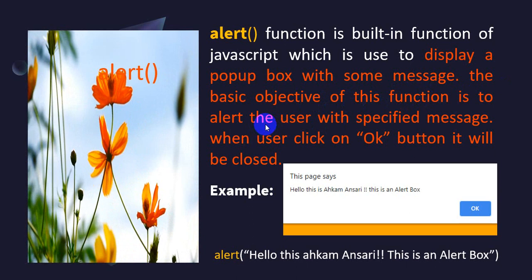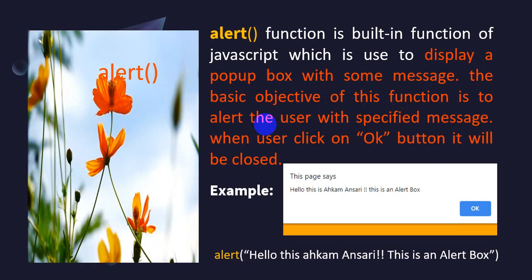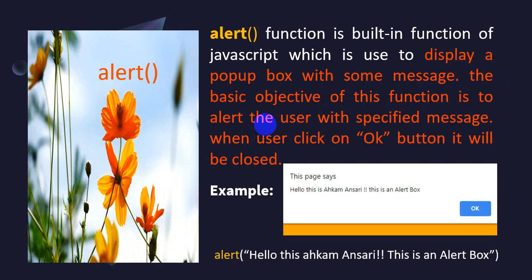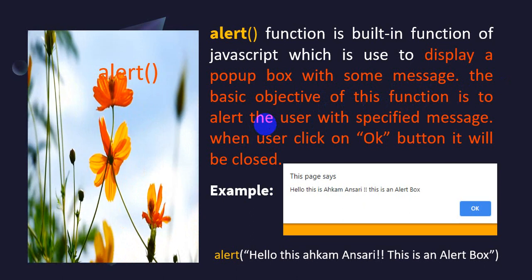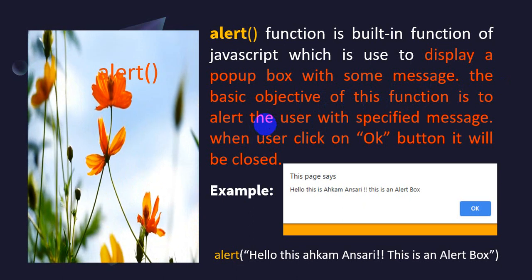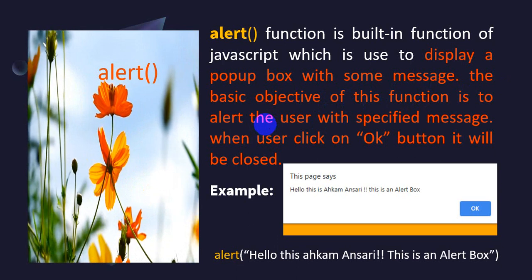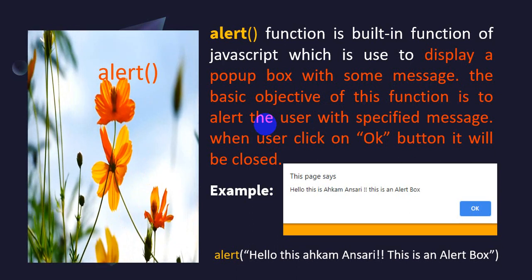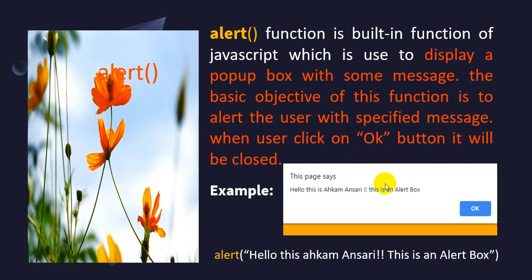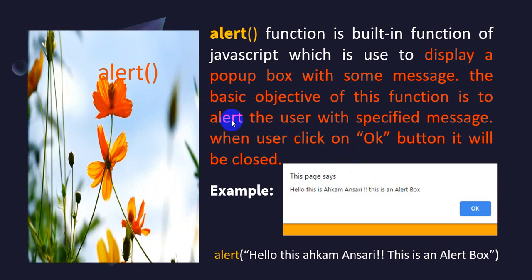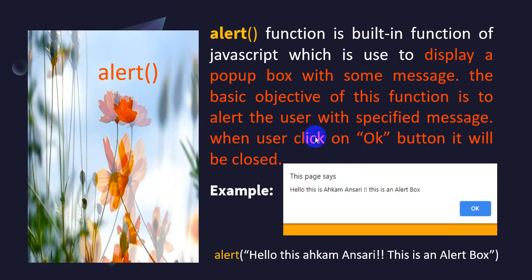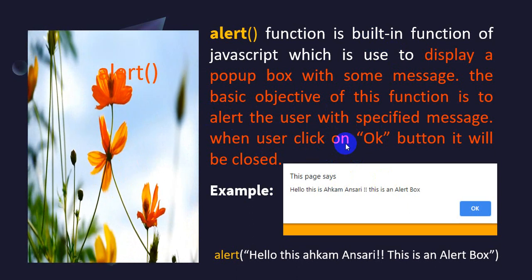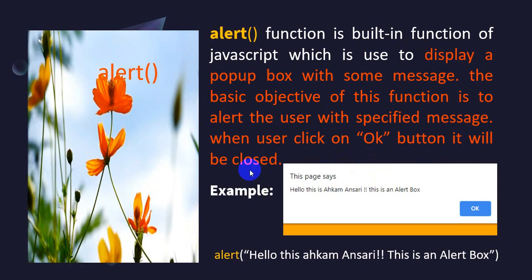Means, if you are running any application and a pop-up box appears on your screen, the first thing you have to do is confirm it. You have to click on OK or click on cancel, whatever option you have, whether it's an alert box or a confirm box. You have to click on it, otherwise you will not be able to access the rest of your application. So it alerts the user with a specified message, and when the user clicks on the OK button, it will be closed.